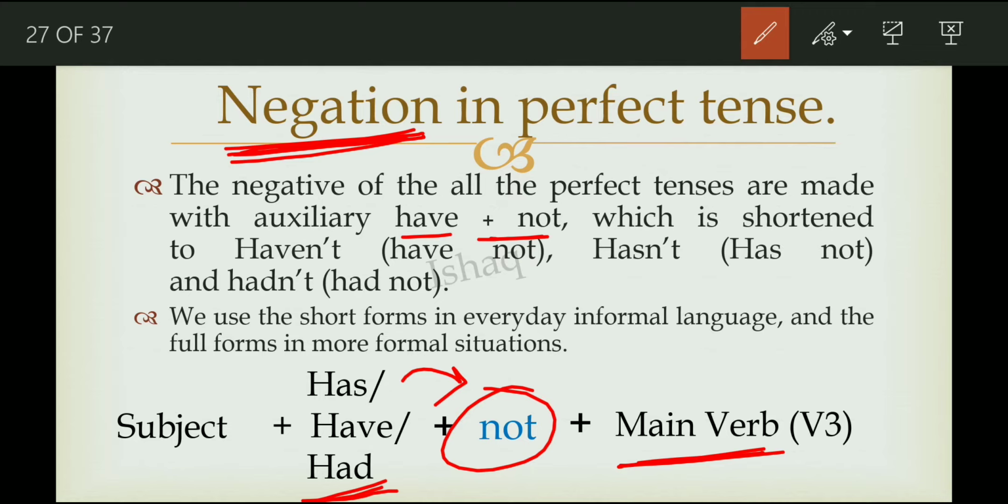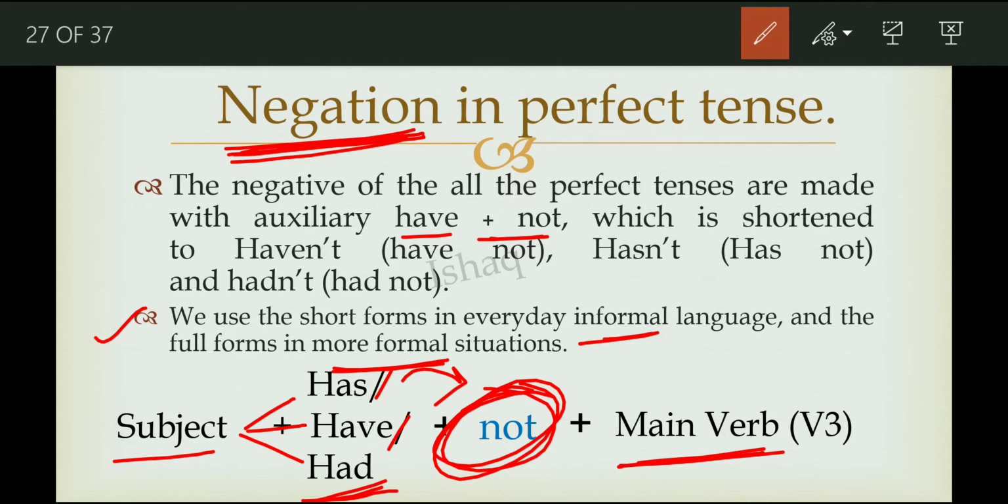The next point we have mentioned here is, we use the short forms in everyday informal language and the full forms like "have not" in more formal situations. "Haven't" we mostly use in informal language, and "have not" we use mostly in formal situations. Hope you are clear. The whole point here is simply place "not" after those helping verbs has or have or had. Depending on the subject, we use has, have and had. You already know that.